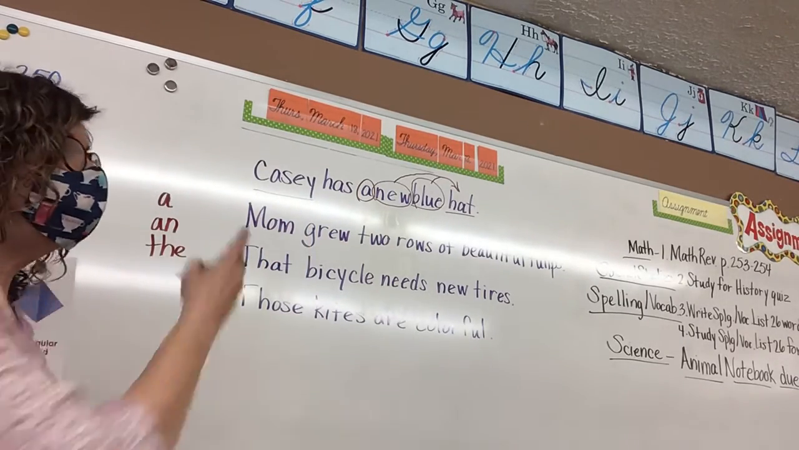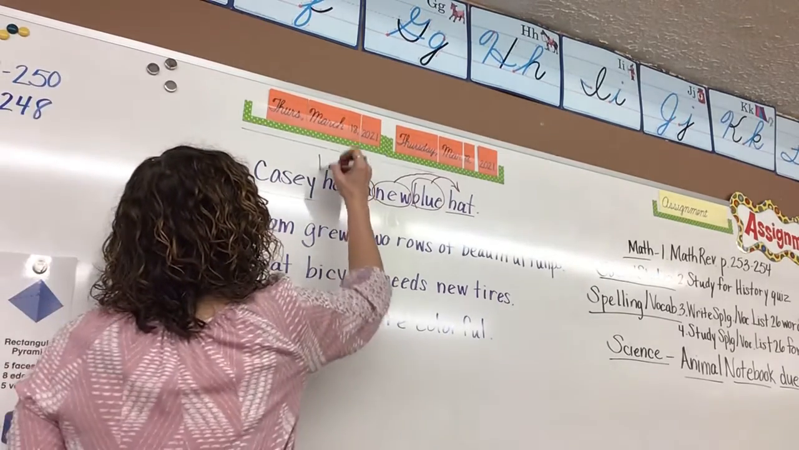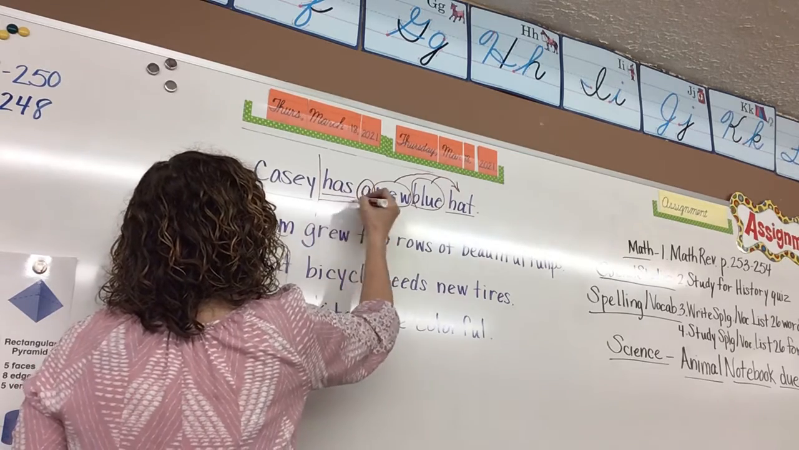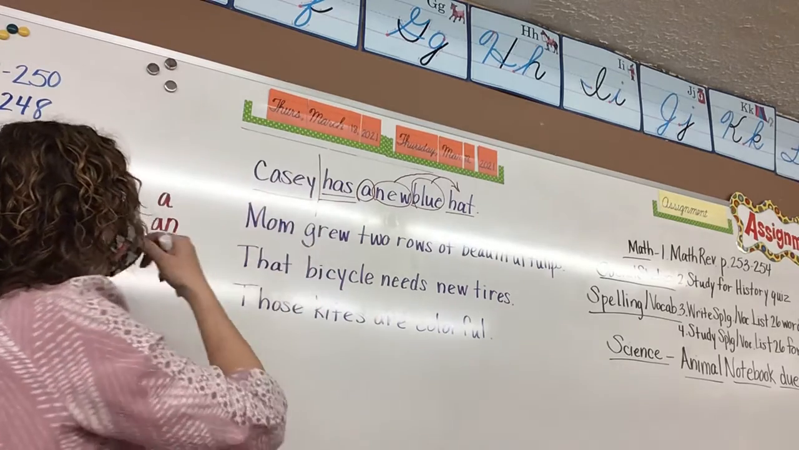Well, let's do this. Where would we divide this sentence? After Casey. Yeah, we divided after Casey, and what's our verb? Has. Okay? And who has? Casey has. So Casey would be our subject.